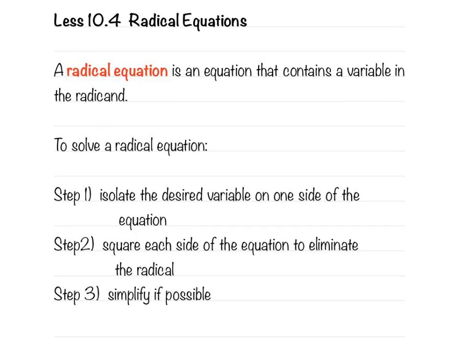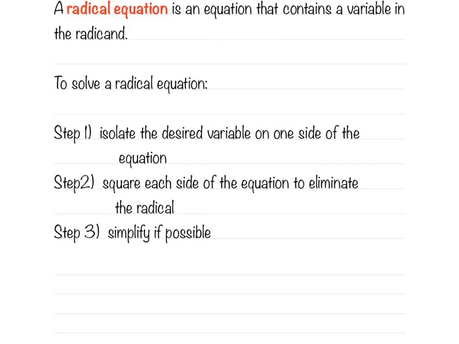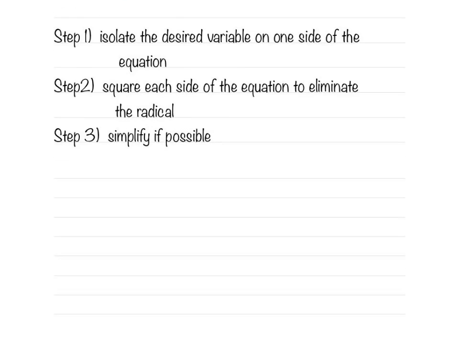Step number 1, isolate the desired variable on one side of the equation. Step number 2, square each side of the equation to eliminate the radical. And step number 3, you will simplify if possible. Okay, let's practice this skill.